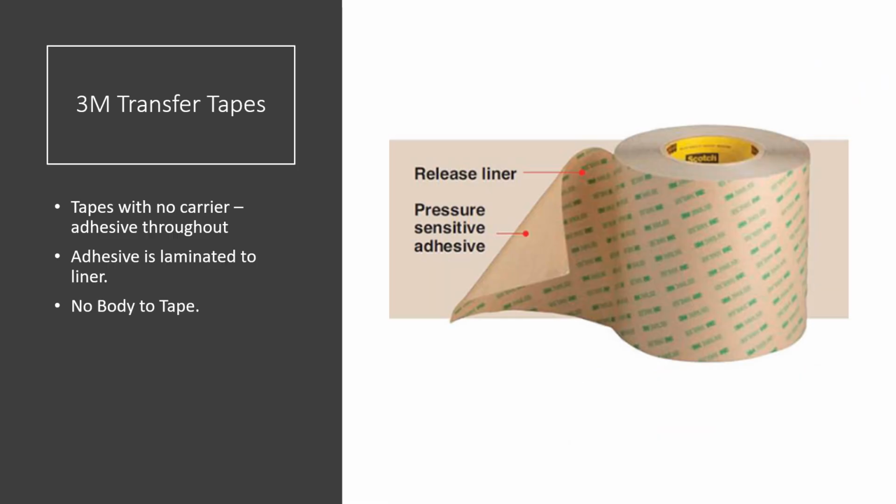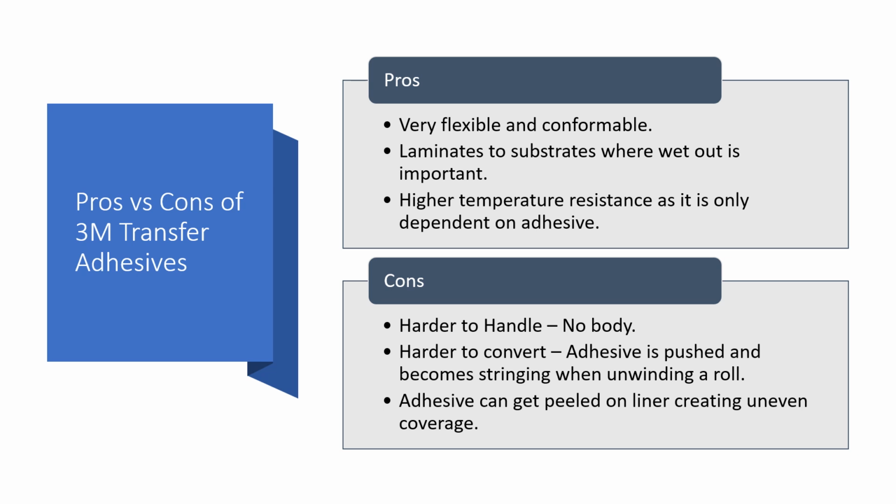3M transfer tapes are just glue laminated to a liner. There is no carrier, and it's 100% adhesive throughout. Since there's no body, this tape's able to wet out on the peaks and valleys of surfaces. The pros to a transfer adhesive tape are they're very flexible and conformable. So when you put them down, since they don't have a carrier, they'll try to wet into the surface better than a double coated tape.